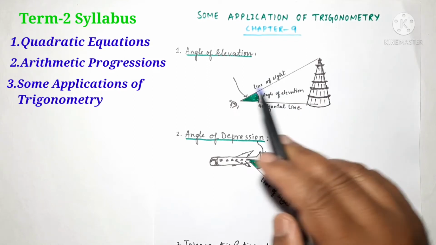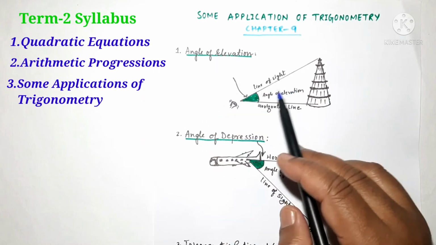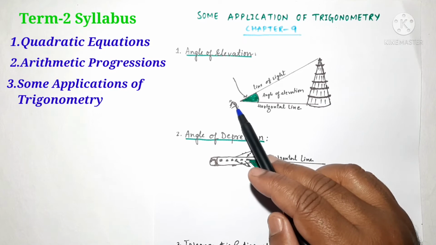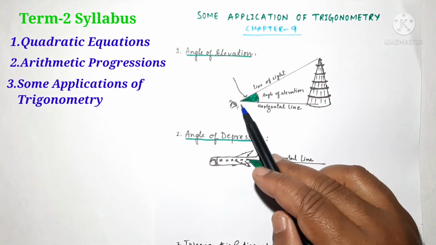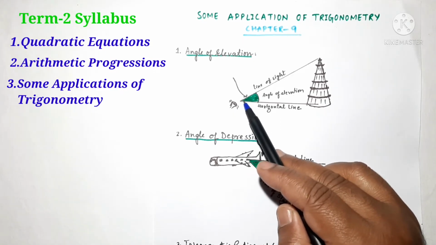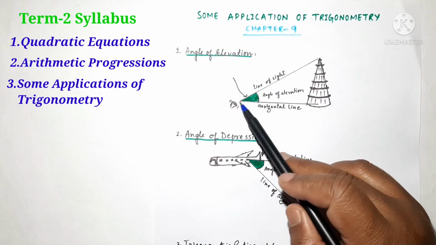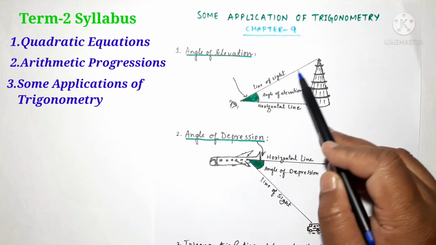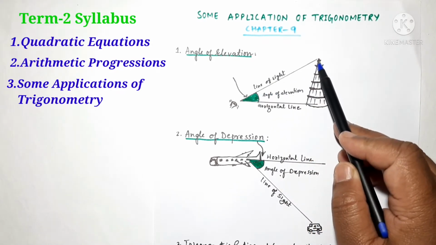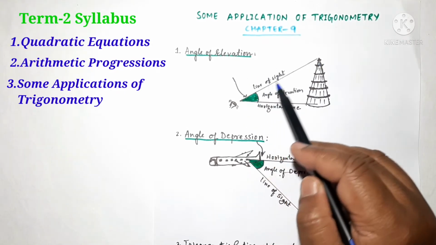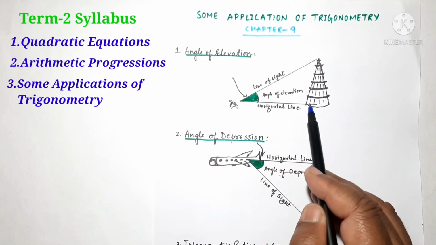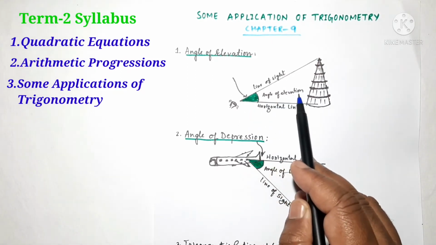So angle of elevation takes place when the observer is on the ground below and the point of observation is just above. So here you can see the person is standing here, is looking at the object that is just above. So the angle made by the line of sight and the horizontal line is called angle of elevation.